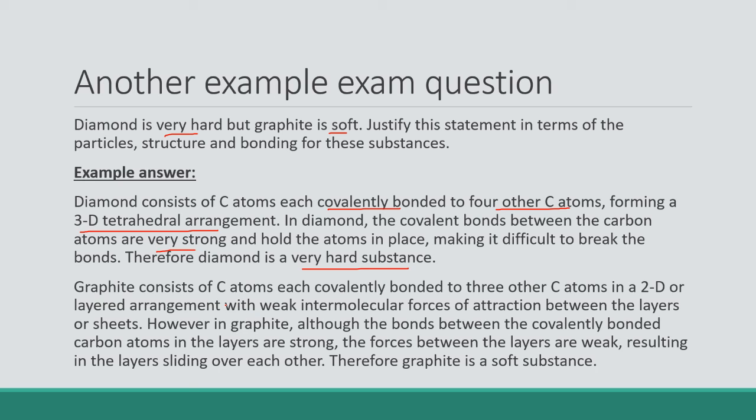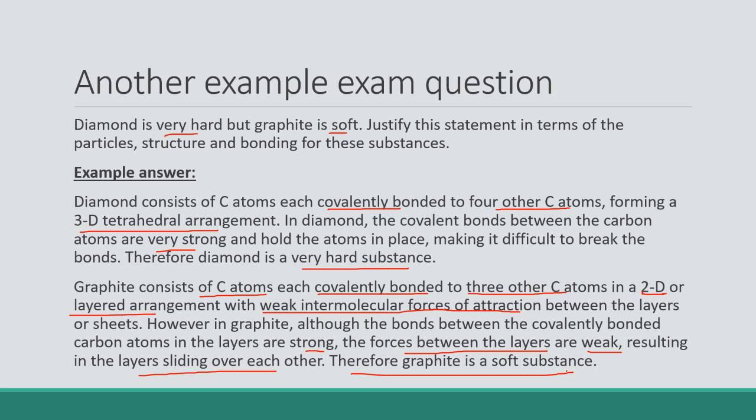Compare that with graphite. So each of the carbon atoms is covalently bonded again, but this time to 3 other carbon atoms in a 2D or layered arrangement with weak intermolecular forces of attraction between the layers or sheets. However, in graphite, although the bonds between the covalently bonded carbon atoms in the layers are strong, the forces between the layers are weak, resulting in the layers sliding over each other. Therefore, graphite is a soft substance.